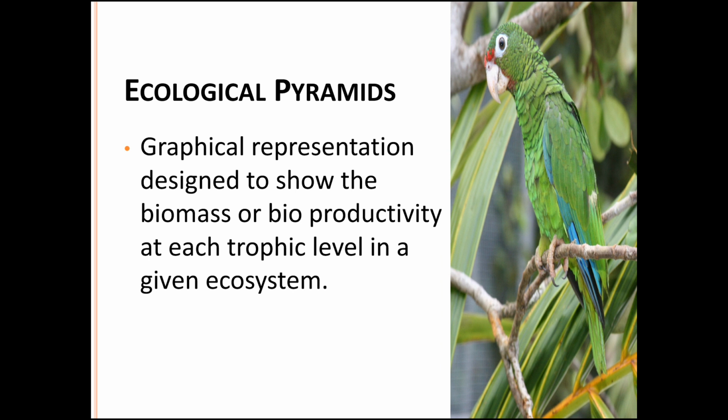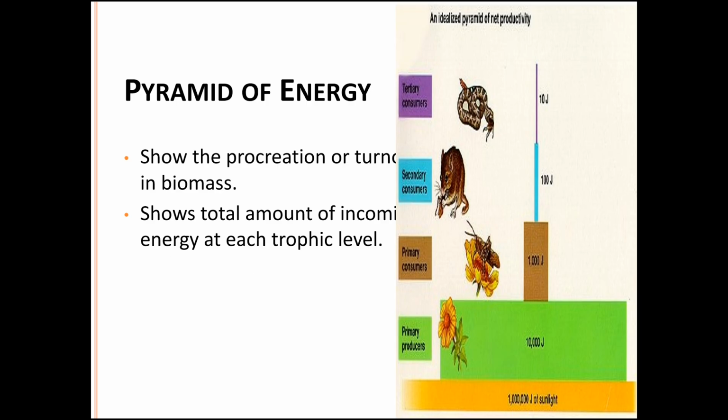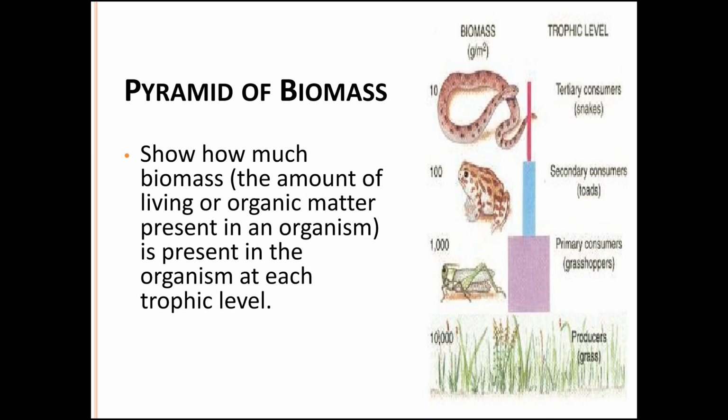Ecological pyramids. A graphical representation designed to show the biomass or bioproductivity at each trophic level in a given ecosystem. Types of ecological pyramids: productivity pyramids or pyramids of energy, pyramids of biomass, and pyramids of numbers. A pyramid of energy shows the production or turnover in biomass and the total amount of available energy at each trophic level.